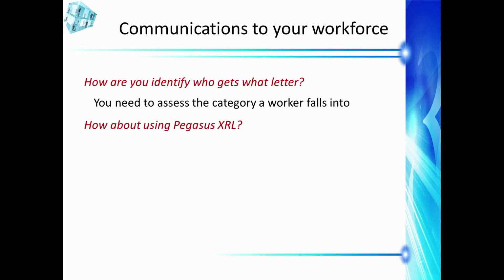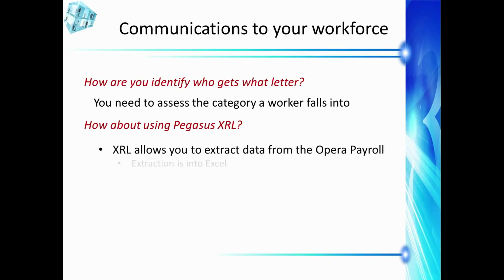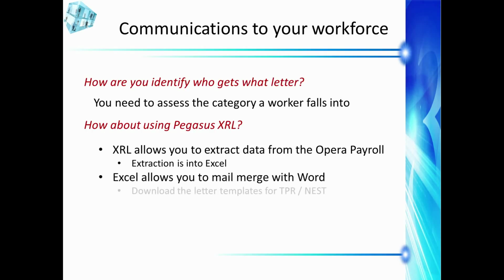Well, yes, we can. If we use something called Pegasus XRL, this allows us to extract that data into an Excel spreadsheet. Once we've extracted into that Excel spreadsheet, we can then share that information via mail merge with Word. So if we downloaded those letters from the TPR website, Nest and the like, we can therefore link those bits of information together. How can we do this?